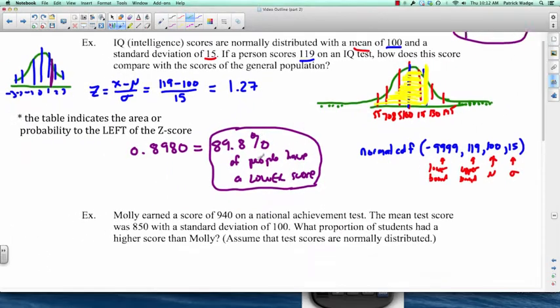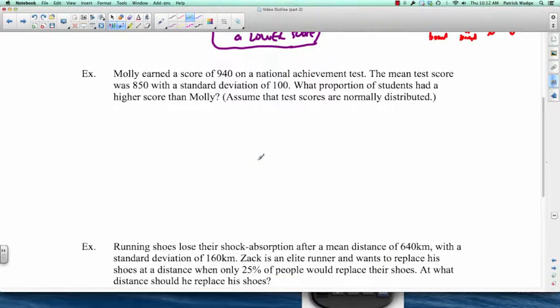Okay? Next question. Molly earned a score of 940 on a national achievement test. The mean test score was 850 with a standard deviation of 100. What proportion of students had a higher score than Molly? Okay, higher score this time, so we will have to take that into account. But really, we're just doing the same thing.